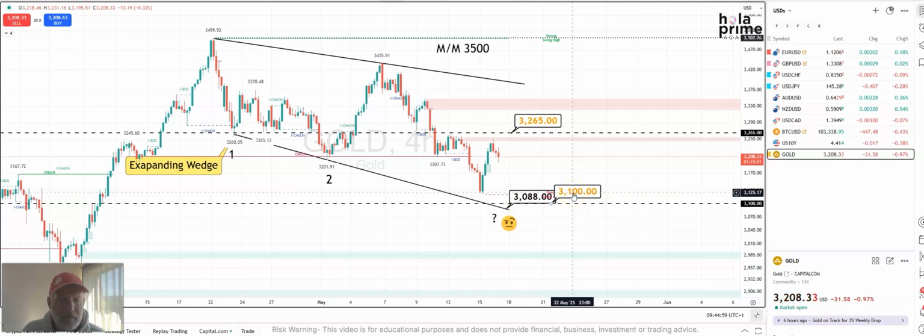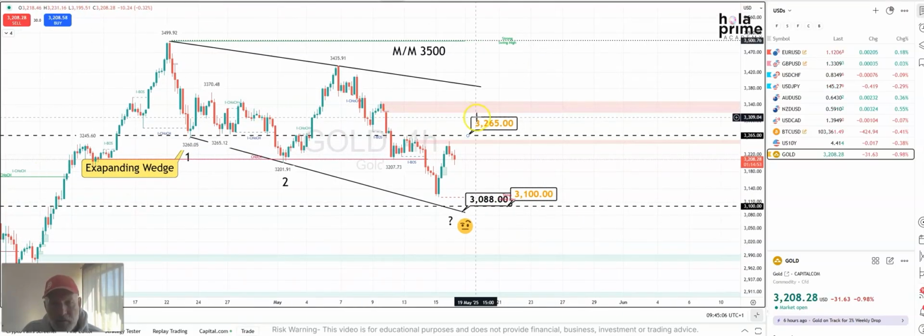We have a support level at 3,100. We've got trendline support at 3,088. I've got resistance at 3,265. I was asked this morning, would I sell at 3,265? It depends what sort of price action I've got. It wouldn't be in my normal size, because as far as I'm concerned, it would be a counter trend trade. So it would be lower amounts, and I wouldn't be in it for long, basically.